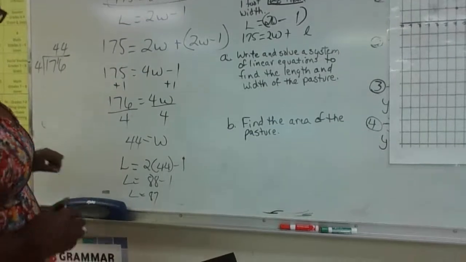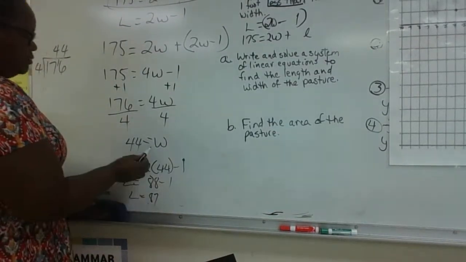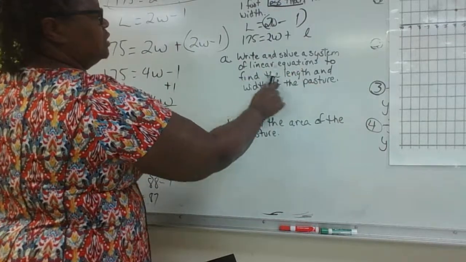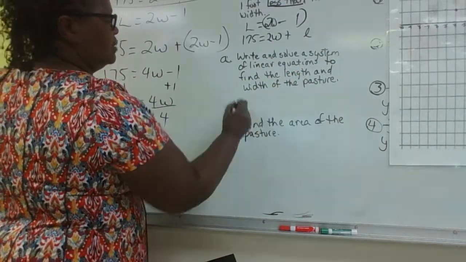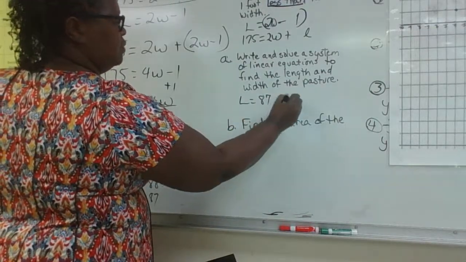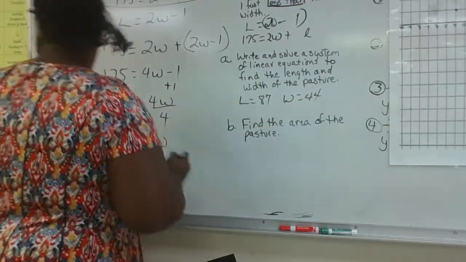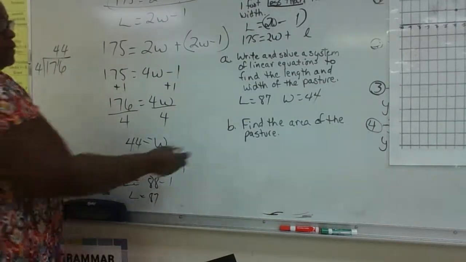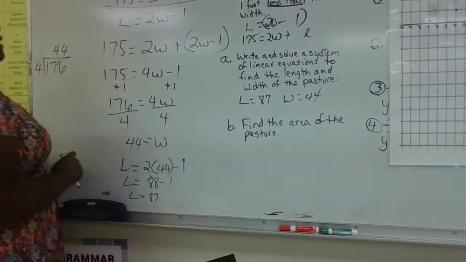All right, got that? So then L is 87, W is 44. It says solve the system of linear equations to find the length, L is 87, and width, W is 44. Let's see if we're correct. And yes, we are. Okay, now find the area of the pasture.